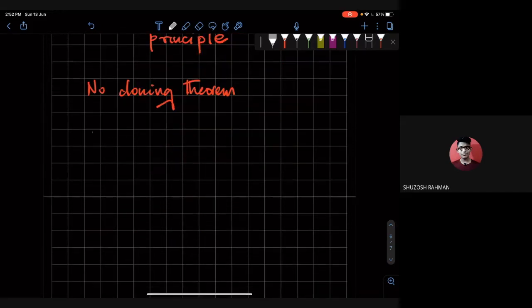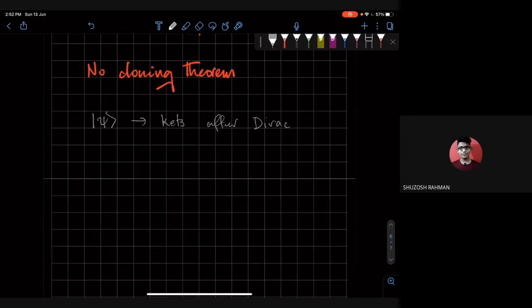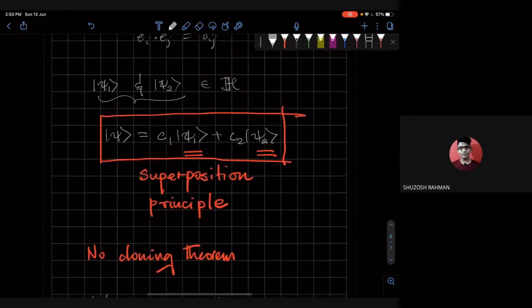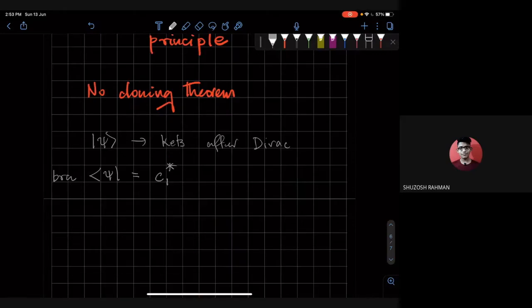Okay, so these states psi are called kets, after Dirac. Dirac introduced this notation. Now, because we have an inner product, that means we have a dual vector space. Then we have the dual of this vector. This is called a bra. It will be given in this form, and it's given by C1 star, bra psi1, plus C2 star, bra of psi2, where C1 and C2 are complex numbers. Okay.